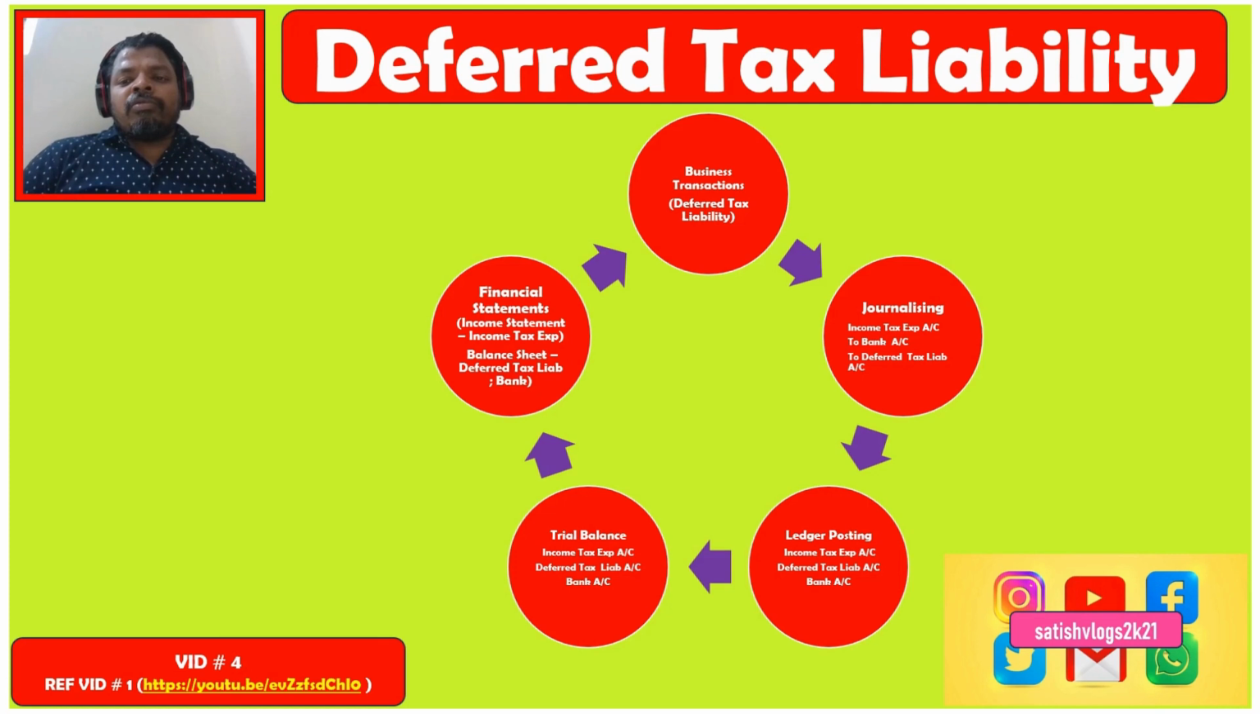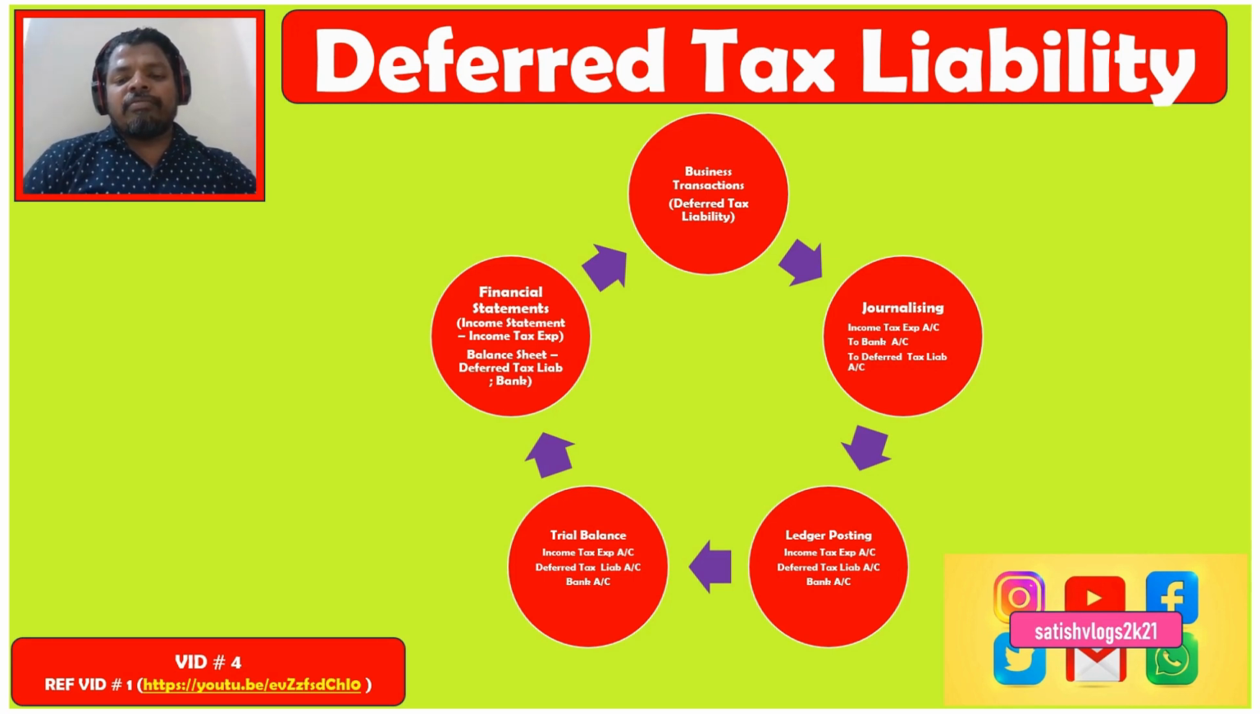So whatever the amount which would be paid to the tax authorities, that would be credited to my bank account. So whatever the difference would be there, that would be credited to my deferred tax liability account, right?